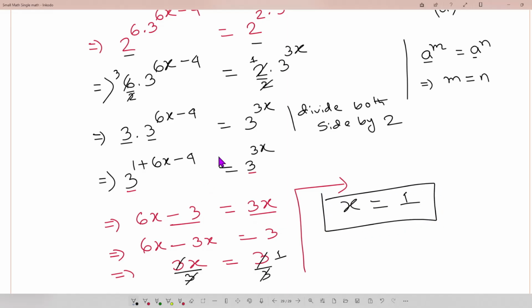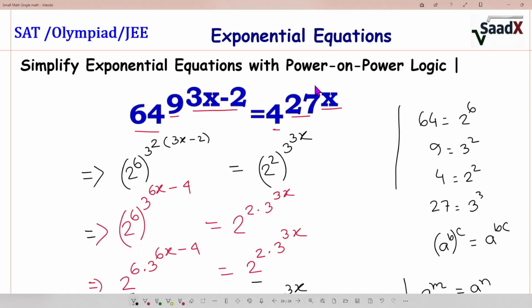A big math, very simple answer, which is 1. If you understand everything, this is my success. I hope everything is clear.